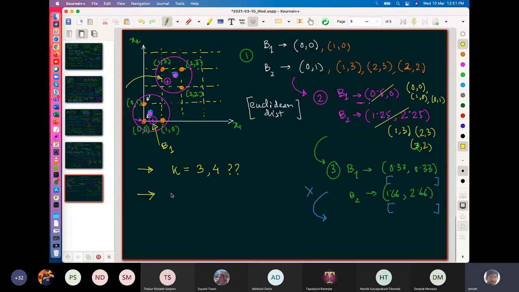And the second question: initially, at the initial step, we have an arbitrary choice of points, right? We arbitrarily choose 2 points. Since we choose randomly, this algorithm experimentally performs very well, because most of the time the arbitrary points are from 2 different clusters.